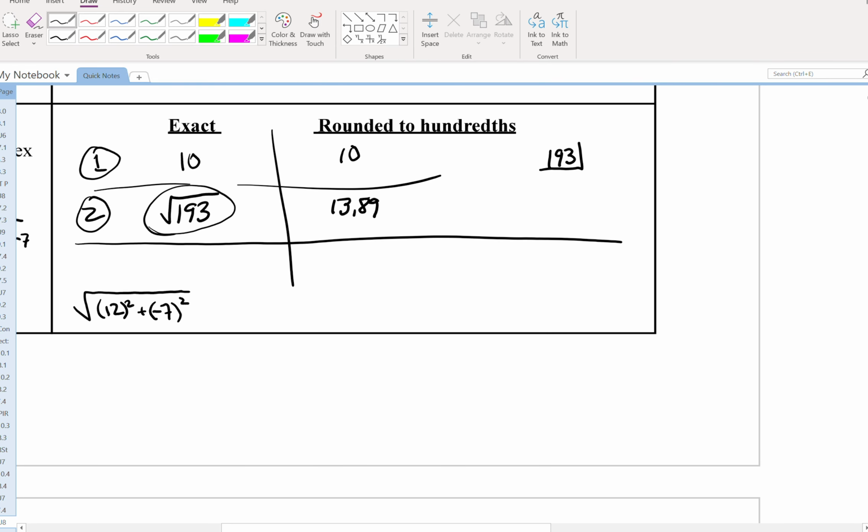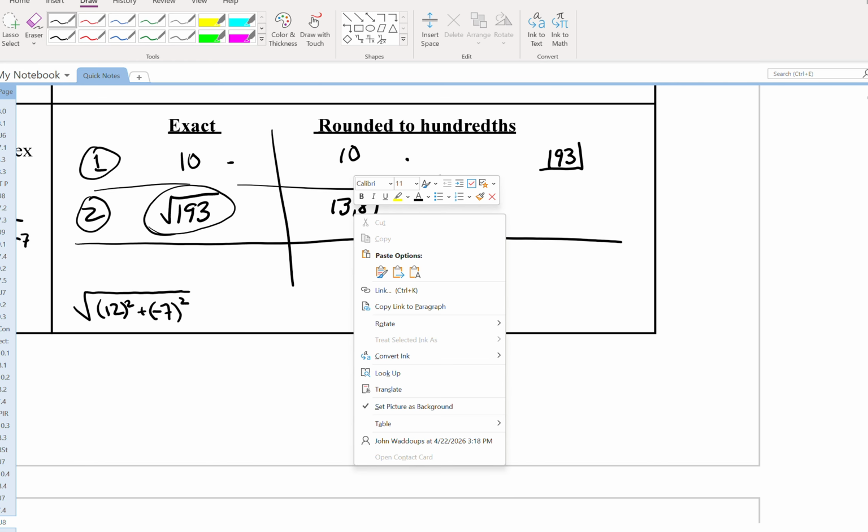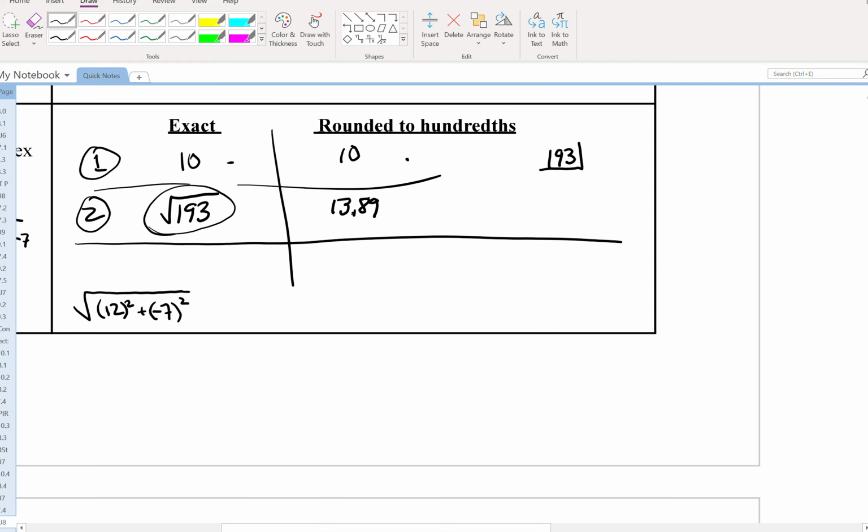And so these are our answers. Exact, rounded is the same value. Square root of 193 rounds to approximately 13.89. And so that's where we're at.